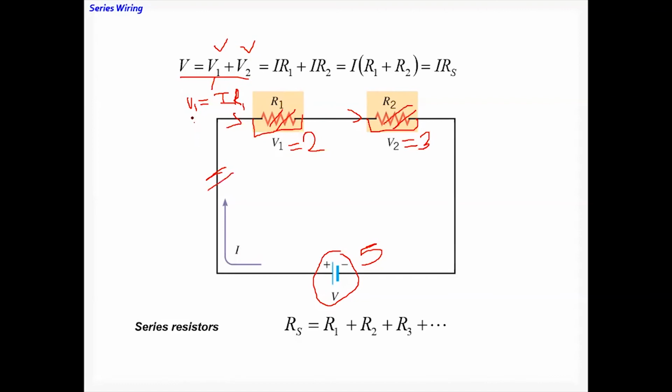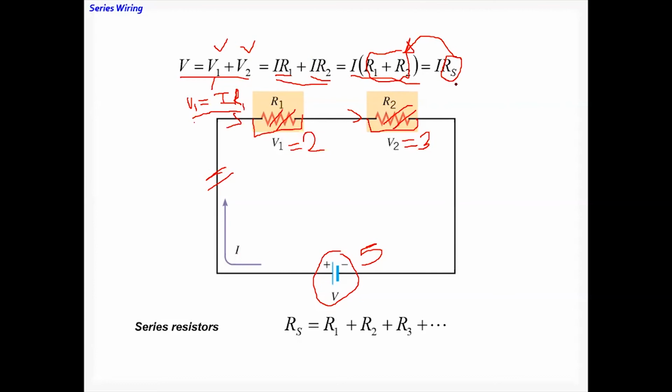So that's why V1 equals I times R1. Similarly, V2 equals I times R2. Then you can factor out I from here, and what do you get? I equals R1 plus R2. You can call R1 plus R2 equals RS, the way we did in the case of the capacitor. Where RS is R1 plus R2.